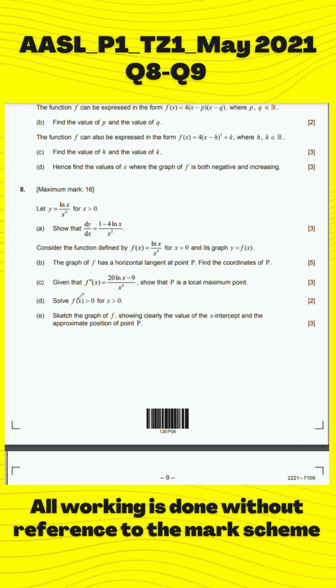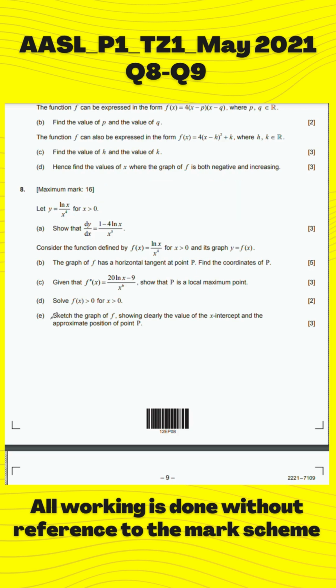D. So for the function bigger than 0, this will be bigger than 0. The denominator is x to the power 4, always positive. So ln x must be bigger than 0. So we have ln x bigger than 0. That means x will be bigger than e to the power 0, which is 1. So x bigger than 1.